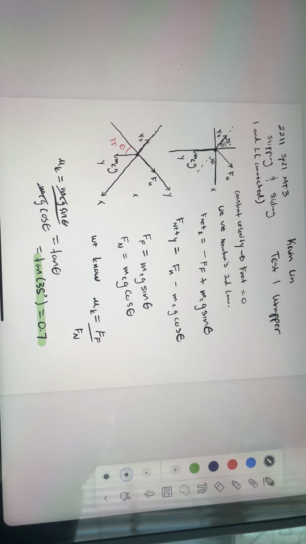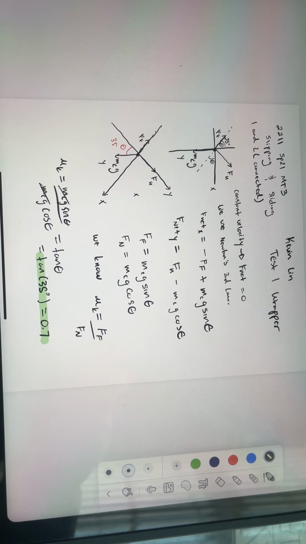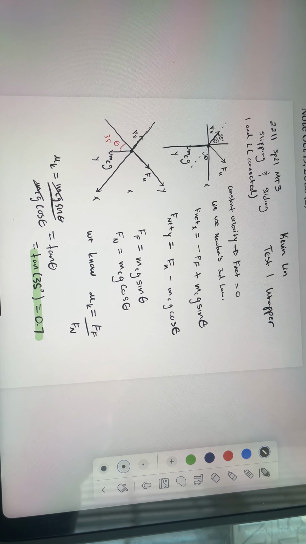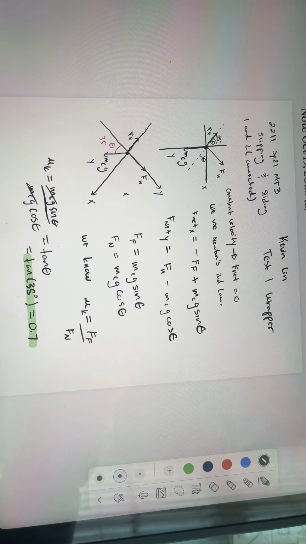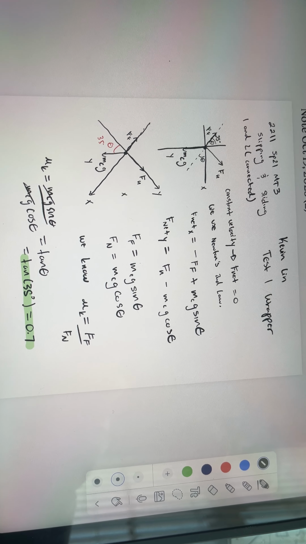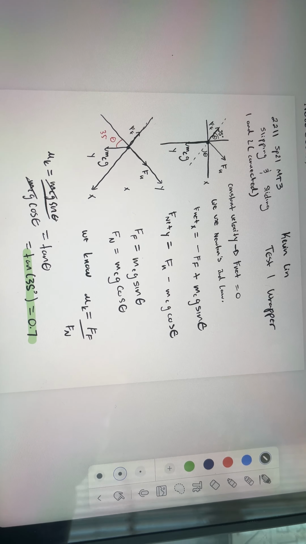will involve me starting off the free body diagram that we will later translate to finding the final coefficient of kinetic friction. So here we want to begin with two ways of using Newton's second law. So there are two ways to draw the free body diagram.